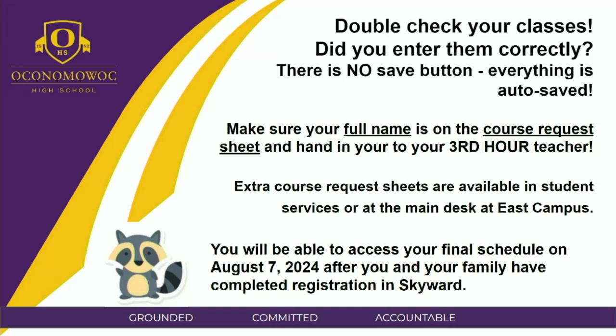Then remember, you'll be able to access your final schedule on August 7th after you've completed your registration. But as Ms. Black said, please check your email several times throughout summer, a couple times a day, a week, whatever, because we might have questions for you about your schedule, and we want your help in making those decisions.